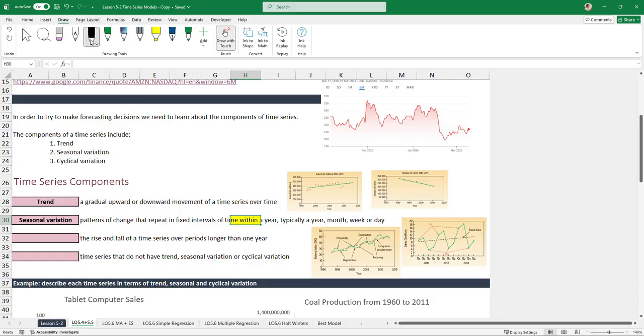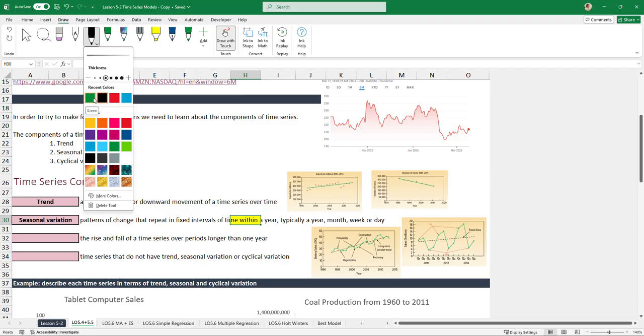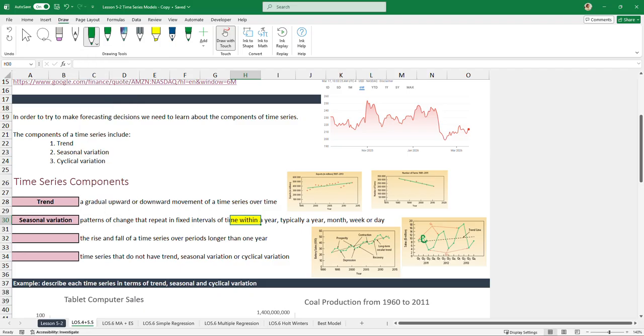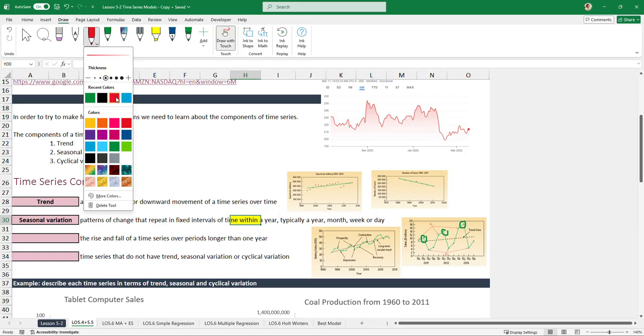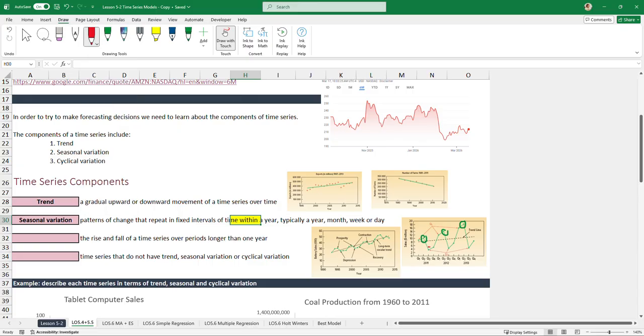An example that we have here of seasonal variation is this chart. You can see that if we are collecting data by quarter, like quarter one, two, three, four, quarter two is always the highest every single year. And if we look at the lowest, quarter three is always the lowest every single year.